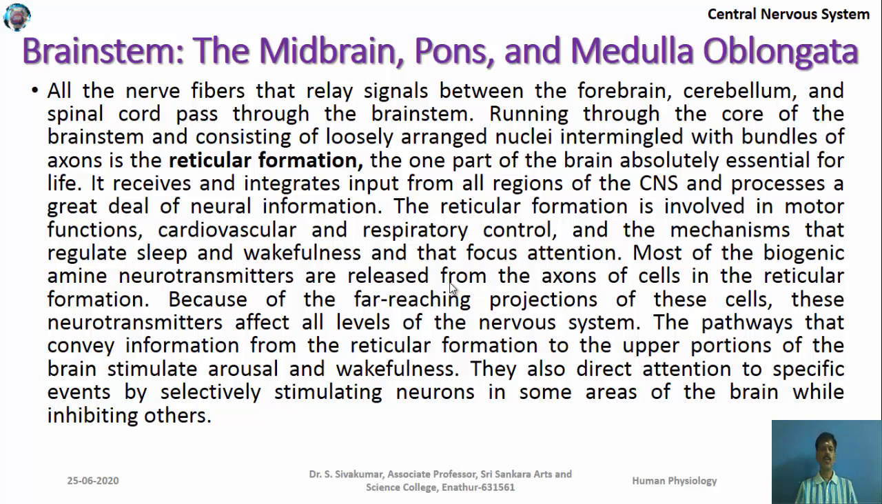Running through the core of the brainstem, and consisting of loosely arranged nuclei intermingled with bundles of axons, is the reticular formation. It is the one part of the brain absolutely essential for life. That is why the brainstem is very important. If any damage occurs to the brainstem, then the patient is said to be in coma. If you cut the brainstem, it leads to malfunctioning throughout the body, because it is involved in the motor functions of cardiovascular, respiratory and muscular control. All the functions are relayed, conducted, controlled and regulated through this brainstem.